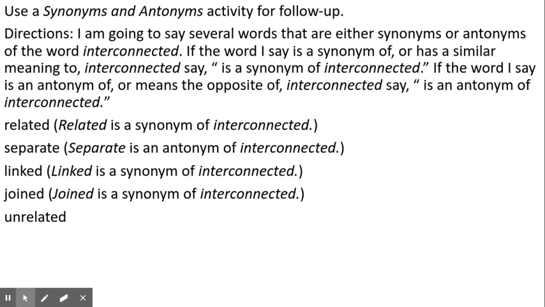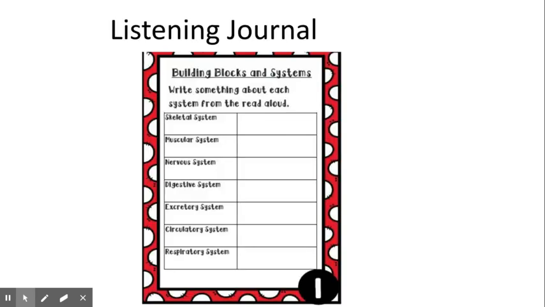Unrelated. Well, if related is a synonym, then we know unrelated is an antonym because we know un means not. That's a prefix that means not.